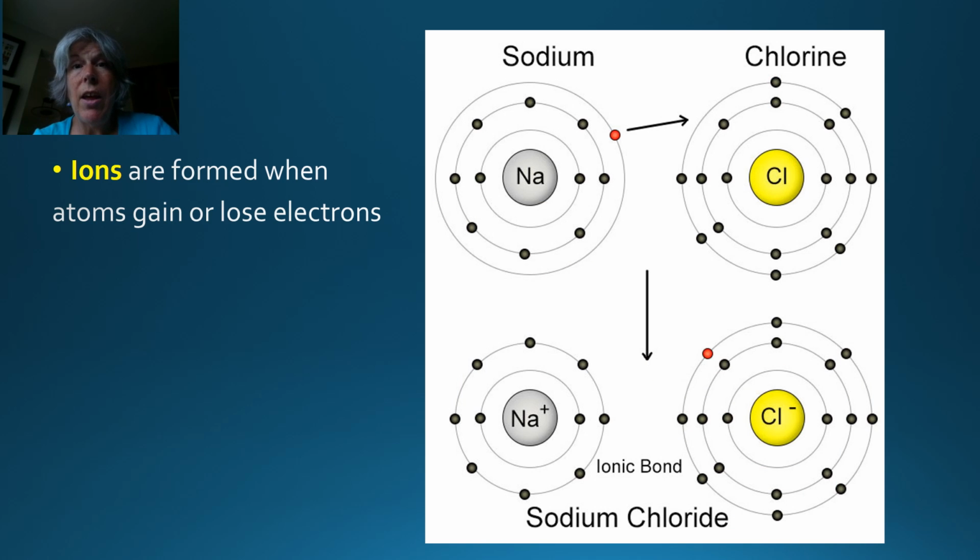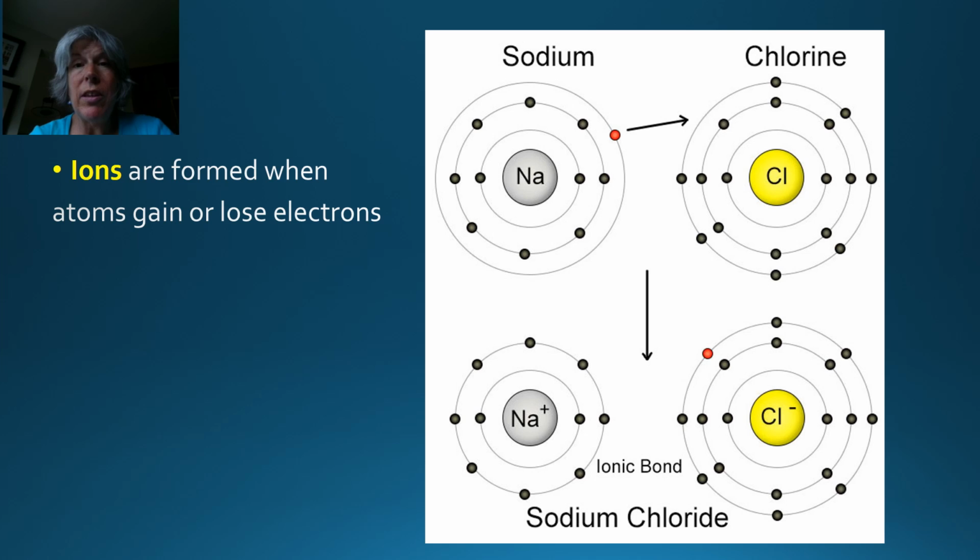In order to understand what ionic bonding is, we have to understand what an ion is. An ion is an atom that has either gained or lost an electron. Now remember, atoms are most stable when they have a full outer shell of electrons. So any atom will react with other elements in a way that makes it have a full outer shell of electrons.